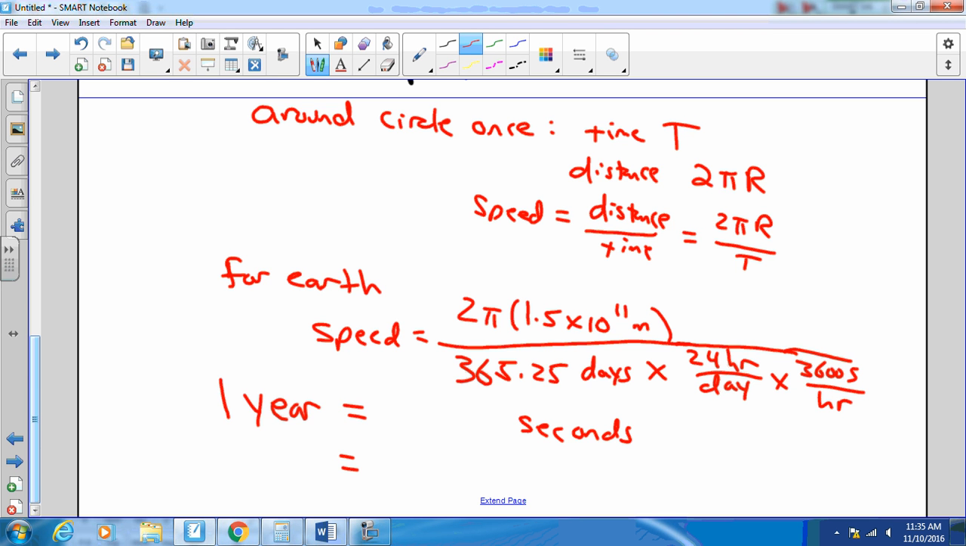So he originally rounded it off, and it made a big difference because this reflects so much value. 3.16 times 10 to the 7 seconds.